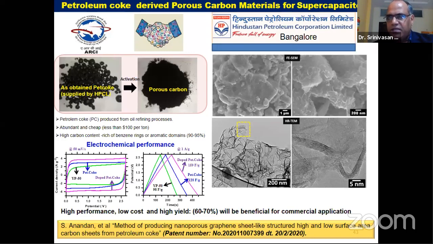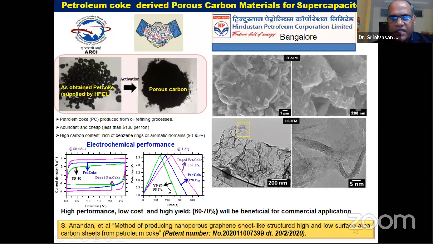They asked whether we can convert this pet coke into carbon material that can be used in energy storage devices. By developing the process technology, we converted this petroleum coke into porous carbon material. Unlike jute stick, here we are getting a yield of 60 to 70% because the raw material itself has 90% carbon. Finally, like jute stick, we could get graphene-like structured carbon.